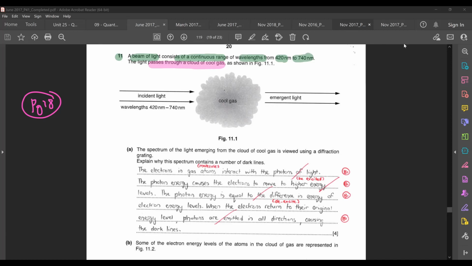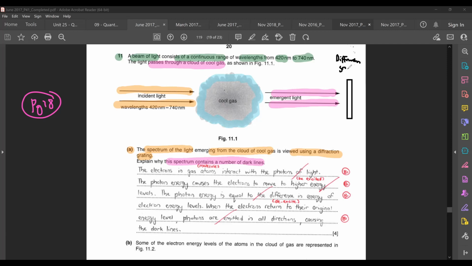For part A, the spectrum of light emerging from the cloud of cool gas is viewed using a diffraction grating. Explain why this spectrum contains a number of dark lines. Okay, so what you have is incident light. It passes through a layer of cool gas, which is this one here. So after that, it emerges in the same direction. But somehow or another, what they mention is that they go and put a diffraction grating here.